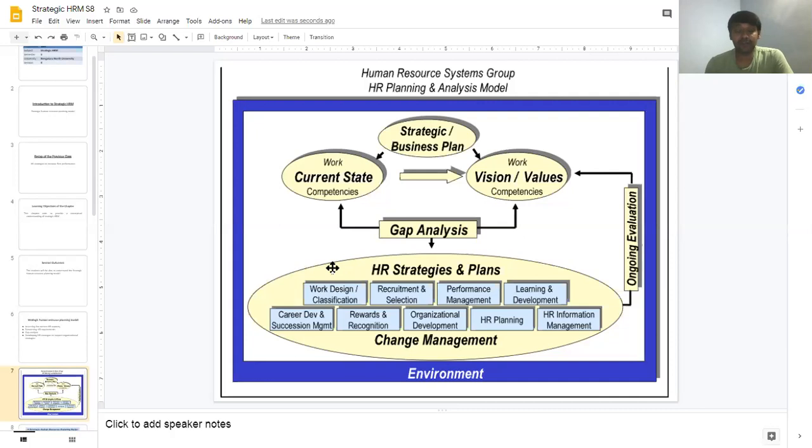Next comes performance management. For the employees who are already working in an organization, he has to set a standard for each and every employee, and analyze the performance of employees in the organization. He has to set different parameters for different hierarchical levels, and evaluate the performance of every employee in an organization. The next comes learning and development.